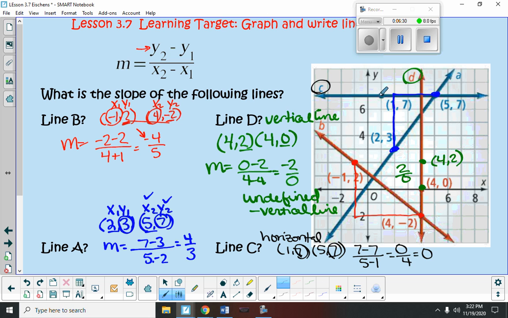So if you're at this point, you're going up 0 over 4, or up 0 over 1, whatever, you're going to end up with a slope of 0. When you have a horizontal line, you are not going up, you are not going down, you're just staying at the same level. So let's review.